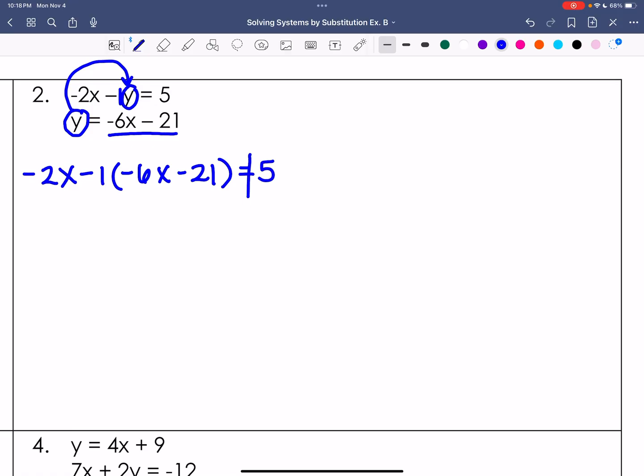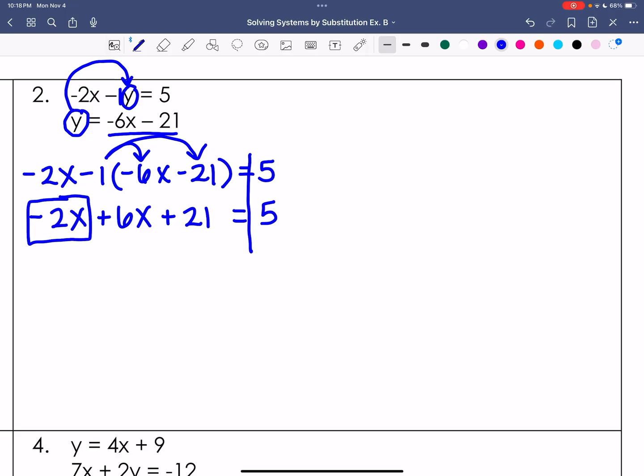From here, I'm solving an equation. And our first step in solving an equation is always to distribute. So I'm going to go ahead and drop down negative 2x, and I'm distributing negative 1 times negative 6x, which gives me a positive 6x. And a negative 1 times a negative 21, which gives me a positive 21. And this equals 5. Now, from here, we're combining like terms. So I have negative 2x plus 6x, which gives us 4x. Dropping down, plus 21 equals 5.